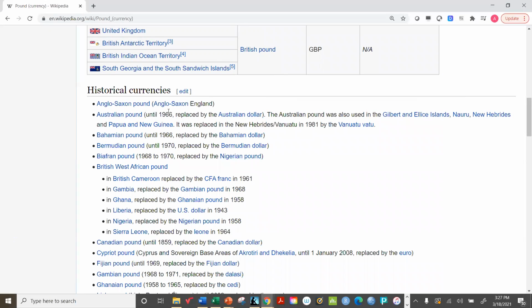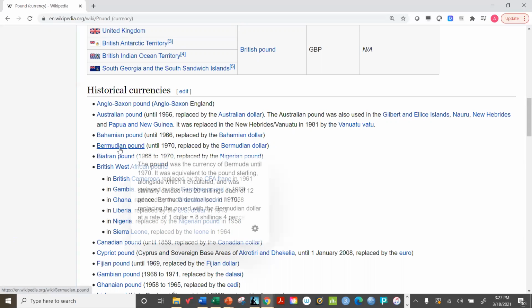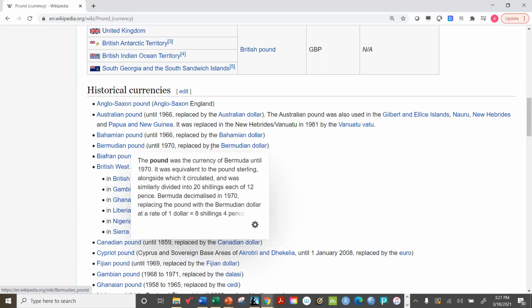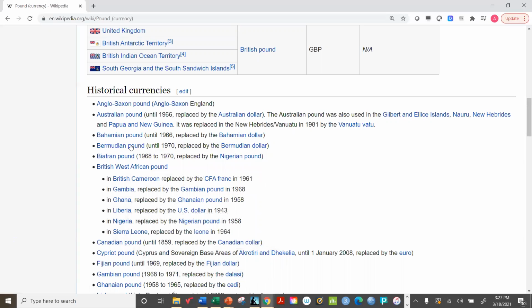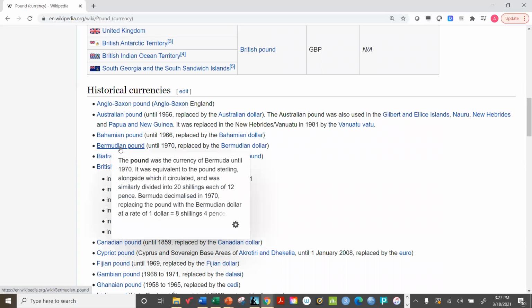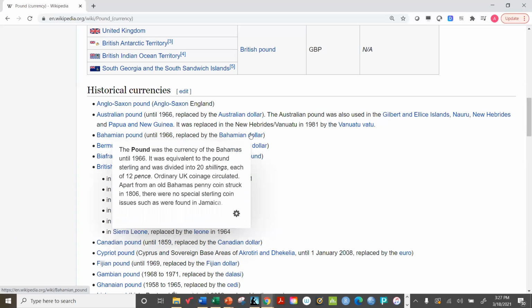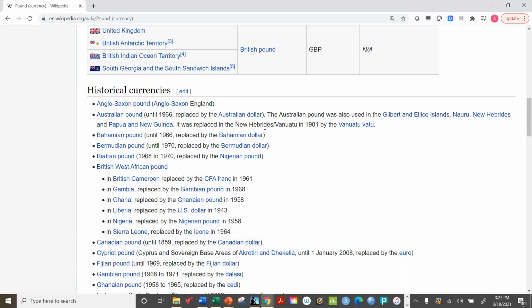Oh, and then there had been others, like Bermuda, apparently used to call their currency the pound until they decided to call it the dollar. And that's because it had been a British territory. Of course, in the Bahamas, they decided to change it to the dollar.